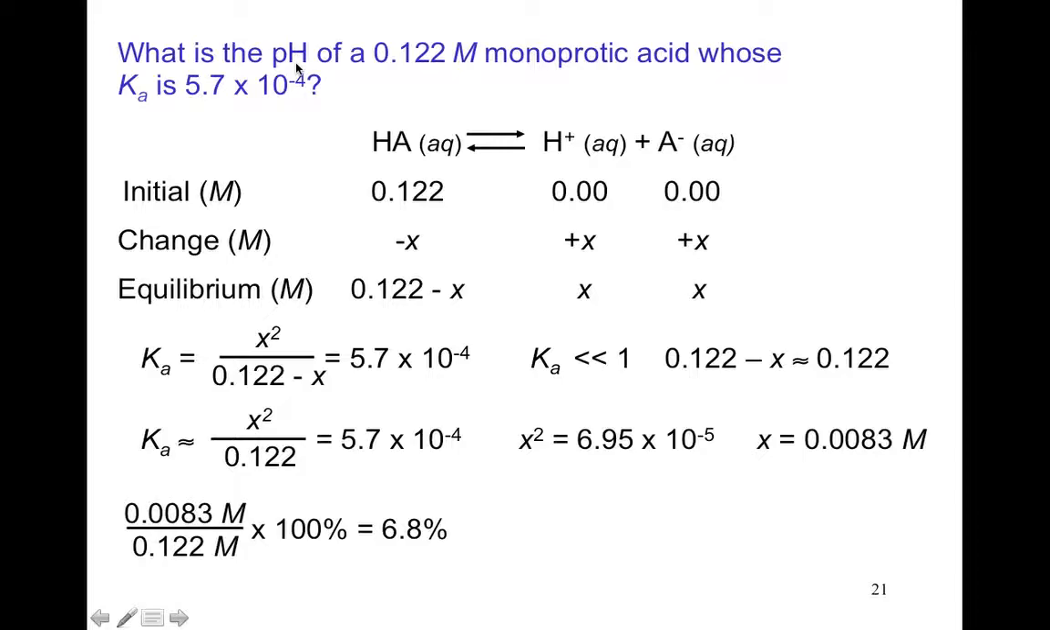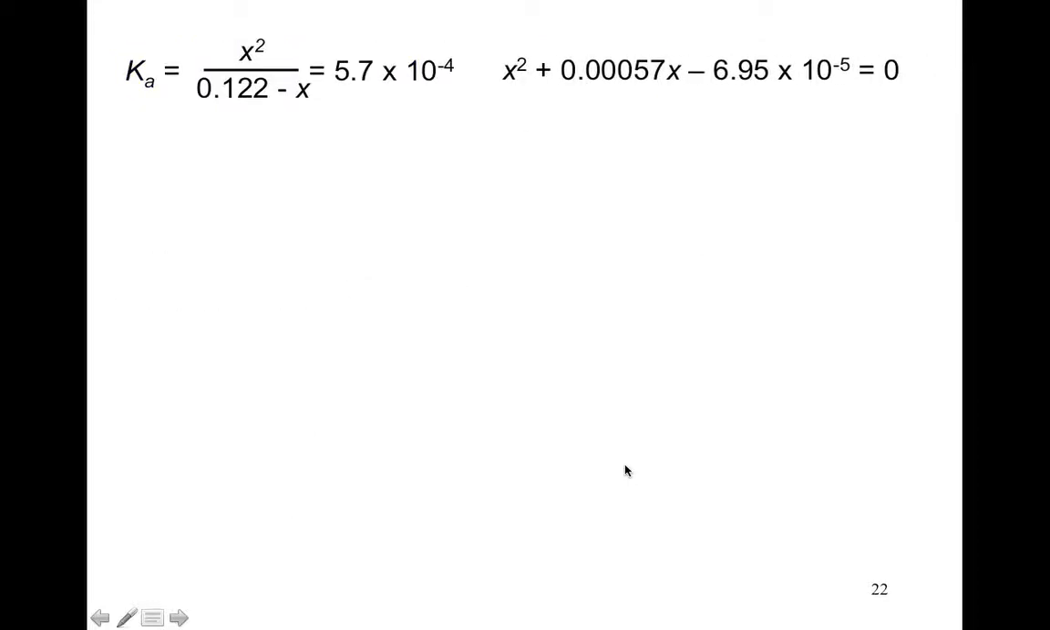Done deal. So here, to find out if the approximation was valid or not, they solved for x and then divided it by 0.122, which was our initial concentration. And they found that it's 6.8%. So they actually probably shouldn't use that approximation. They need to go ahead and step back to here and use the entire quadratic. So more than 5%, it's not okay to do that. So they stepped back and did the quadratic to solve it and get it correct.